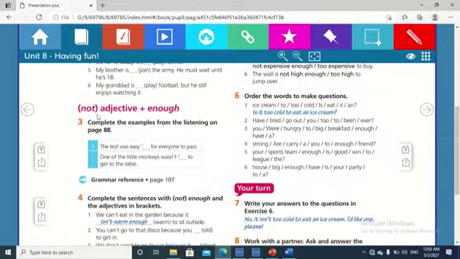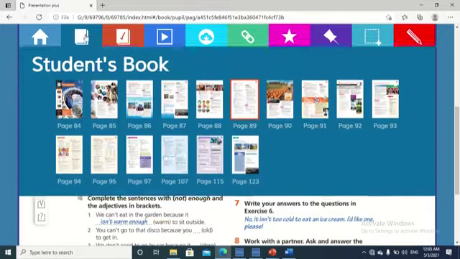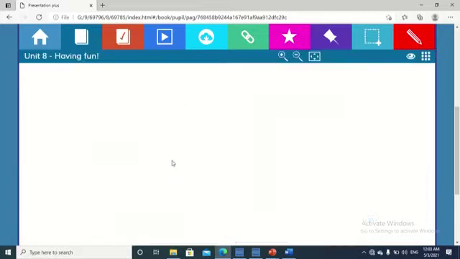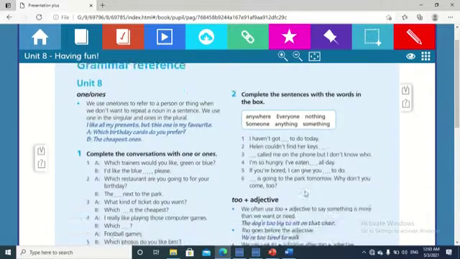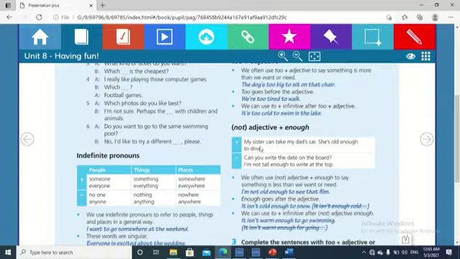What about the second part? Not adjective plus enough, or the adjective with enough. What do we mean by the use of this? Again, we have this exercise and we can explain the use of adjective with enough in your student book, page 107. So again, go straight to page 107. So when do we use not and enough, or adjective plus enough? My sister can take my dad's car. She's old enough to drive is affirmative. And negative, can you write the date on the board? I'm not tall enough to write.